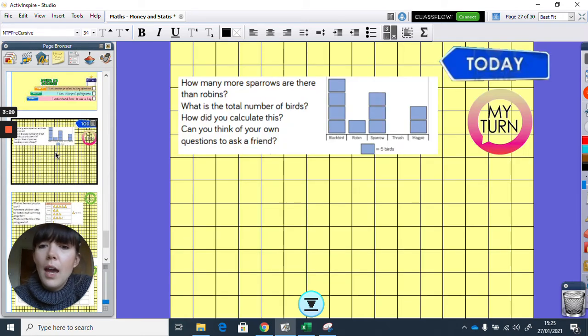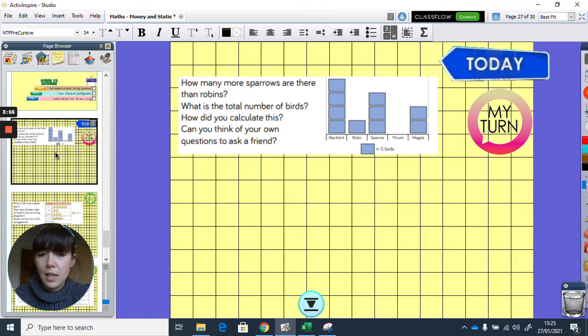Here's a pictogram, okay? It's showing you the amount of birds seen in a garden, I think. Although that is quite a lot of birds. You've got 2 questions, and then you've got to calculate the answers. It wants to know how many more sparrows there are than robins. It wants to know what the total number of birds seen in the garden is. It wants you to explain how you've worked that out. And then I want you to ask your own question about this pictogram.